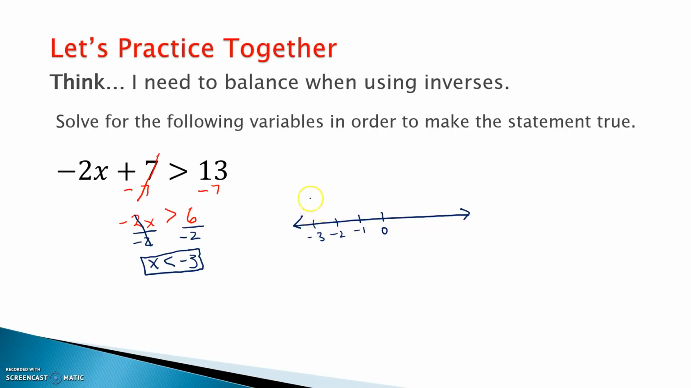Now, am I open or closed at negative 3? Well, I'm not equal to it, so I cannot stand on it. Okay, and now what direction? X is less than, so I'm going to go towards the negative side, the smaller end of my number line, and that's how we graph our solutions.